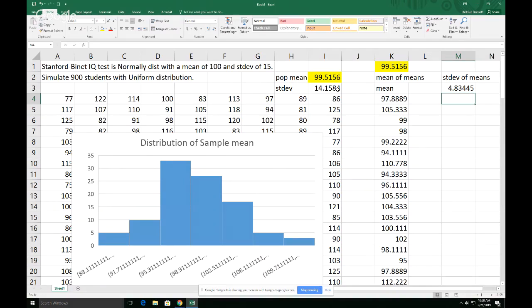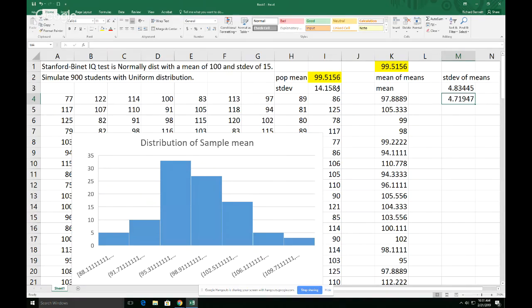Now, there is a relationship between these two standard deviations. The relationship is, if I take the population standard deviation and divide it by the square root of my sample size, now how many were in each row? 9. So I'm going to use 9 as my sample size. What this will do is give me a really good estimate of the standard deviation. So I got 4.83, and now I got 4.71. Do you see how that's pretty close?